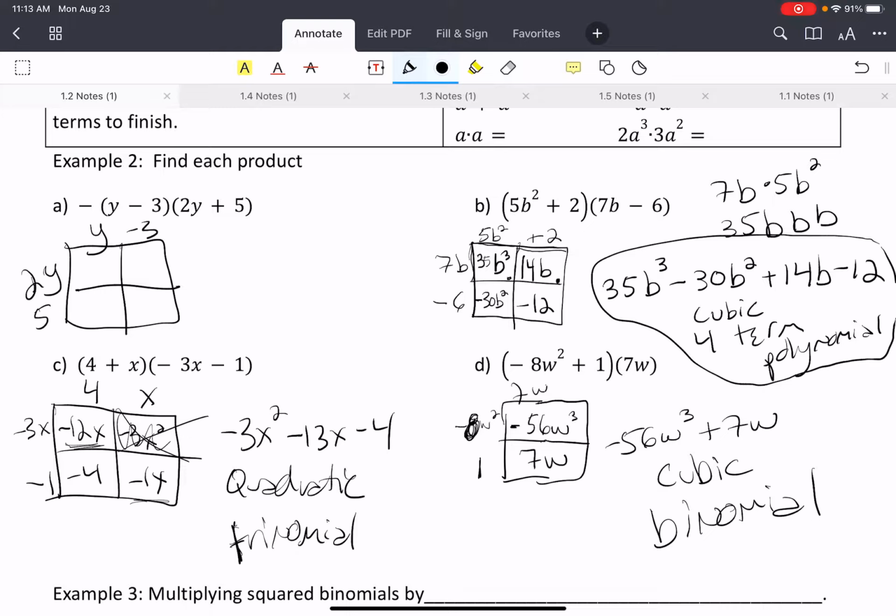Okay, finish the box and add up like pieces, and then I'll help you finish this one out, while I do a quick walk around making sure you're doing all right. Okay, so fill out the box. Yes, oh yeah, that's a good question. Yeah, if you're timesing, it stays negative. Yep.